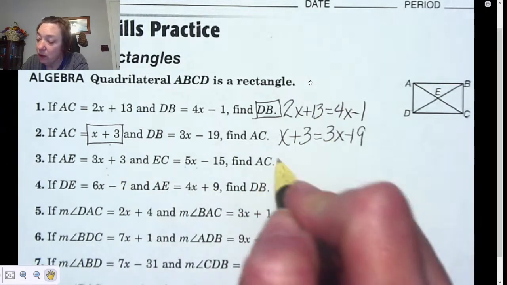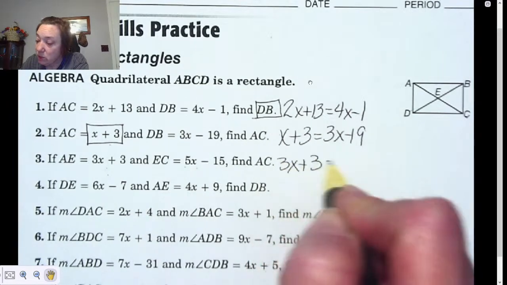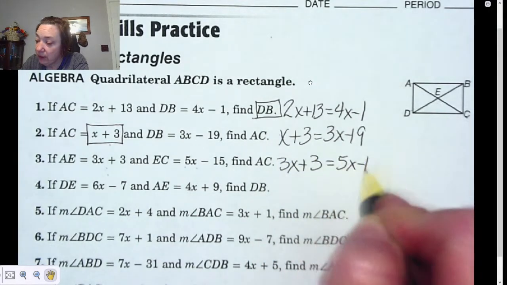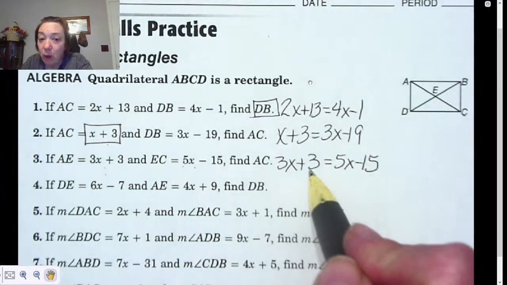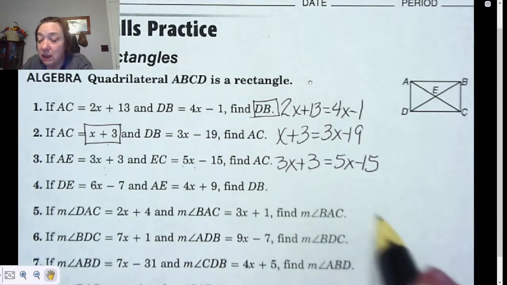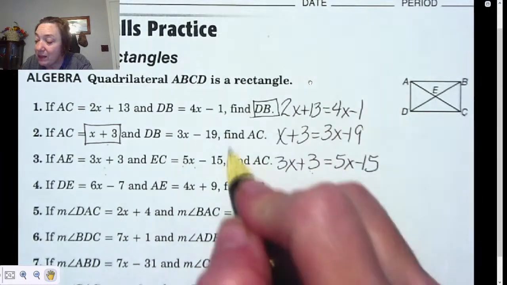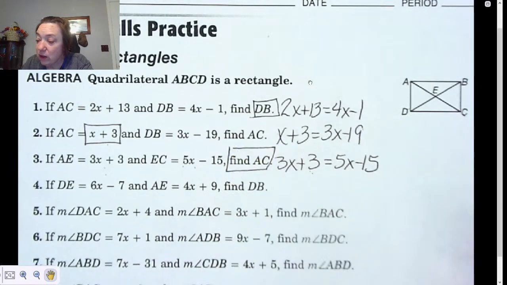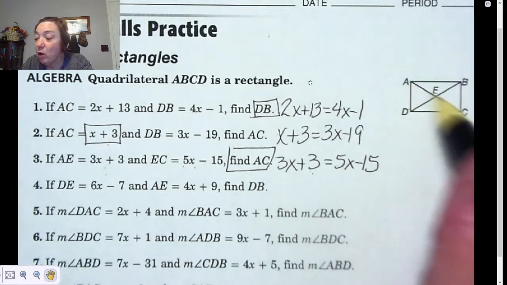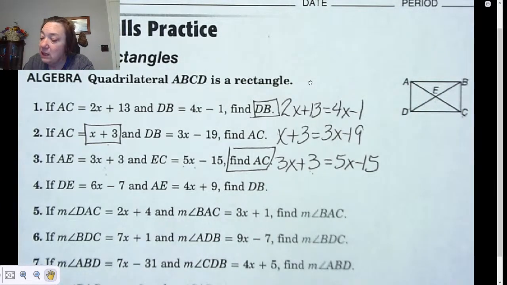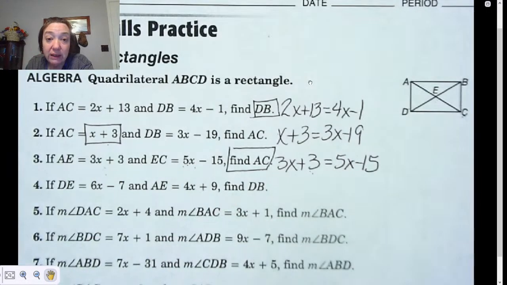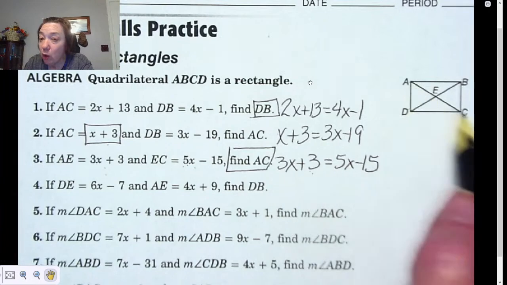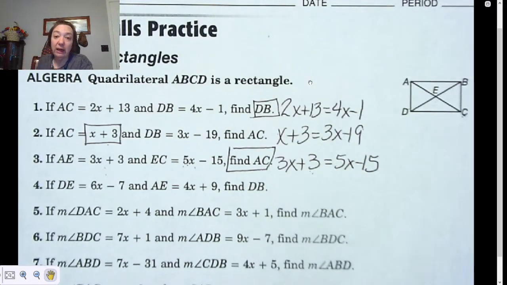So we're going to set up another equation where 3x plus 3 equals 5x minus 15. Solve. Okay, this one's going to be a little trickier. We're going to solve for x. We're going to find the value for x. Then once we find the value for x, pay attention to what they're asking for. So they asked for AC. AC is the whole thing, not just a piece of it. So you'll plug it back into one of these equations, but then you got to double it because it's asking for the whole diagonal, not just part of the diagonal.